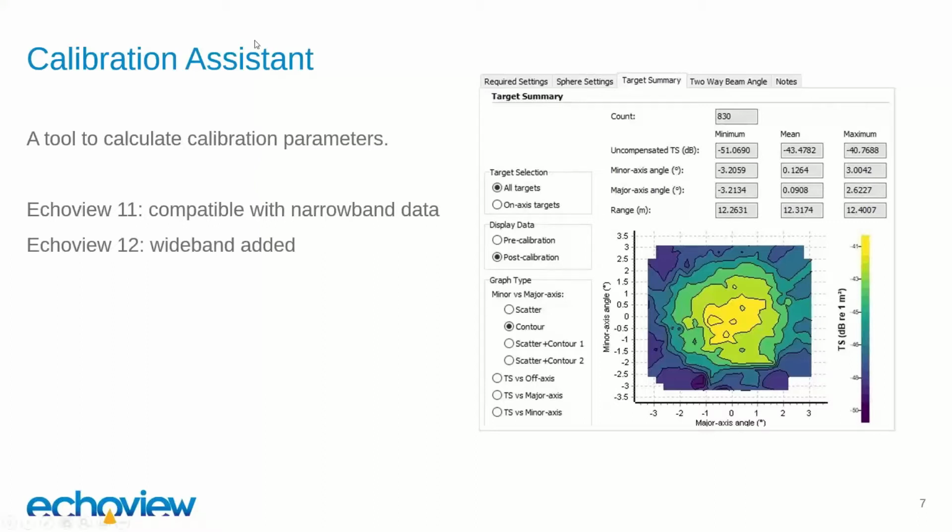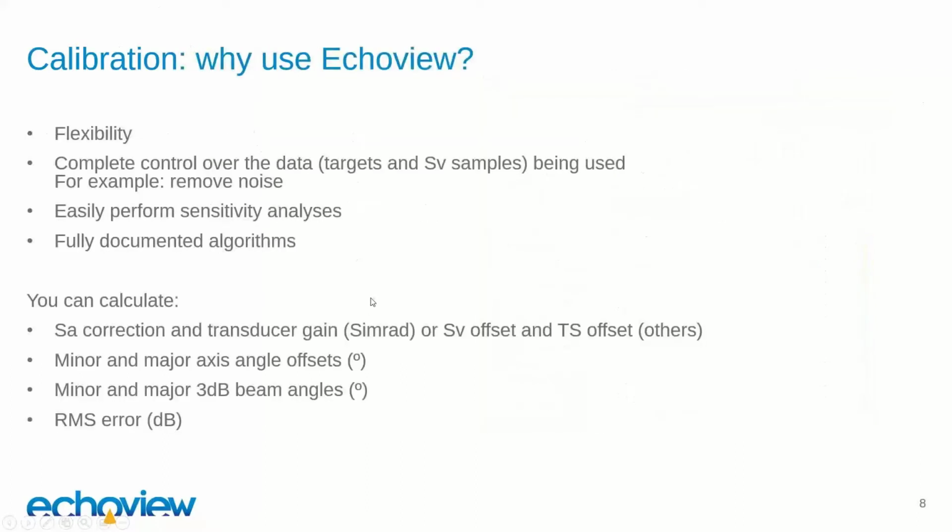So with calibration, our goal is to ensure that we have reliable and quantitative echo sounder measurements. And to revisit the reason why we've got this in EchoView, EchoView makes it easy to have complete control over your data and flexibility in how you tackle the calibration problem. EchoView will allow you to see the data that's being used very easily and to easily correct any problems such as removing noise before calculating corrections. We can also easily perform sensitivity analyses, and I'll talk a little bit about that more shortly. And EchoView's algorithms are fully documented in our help file.